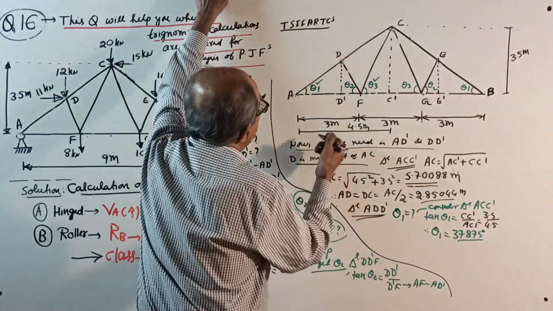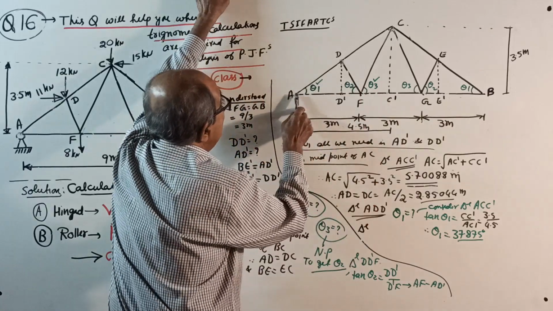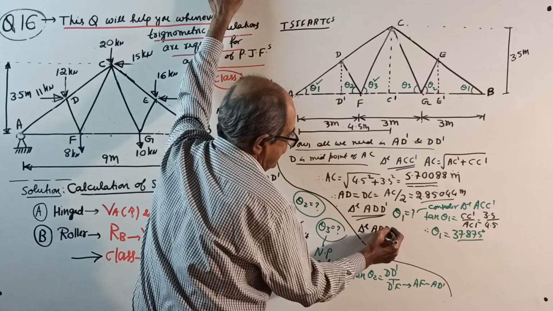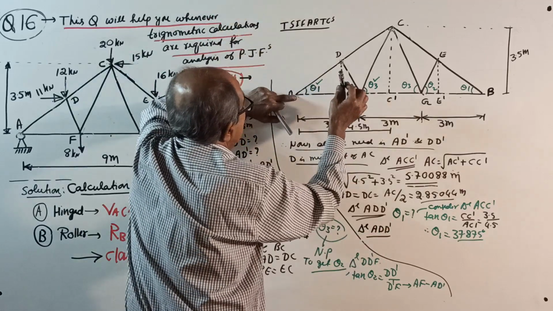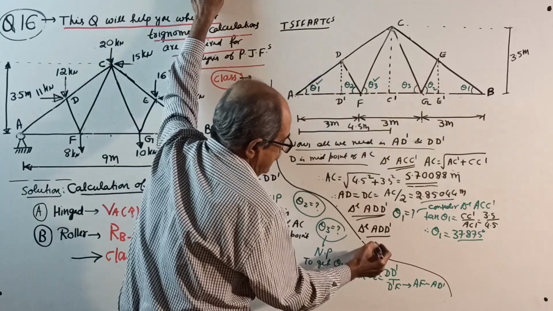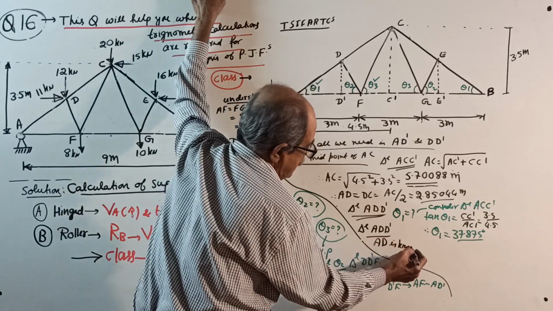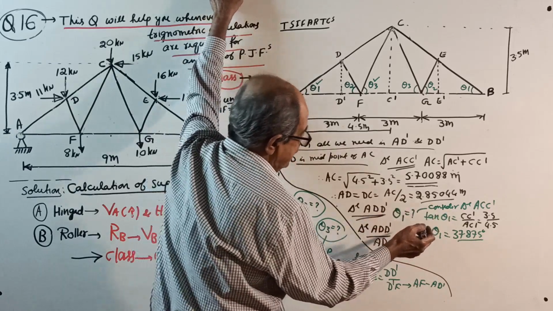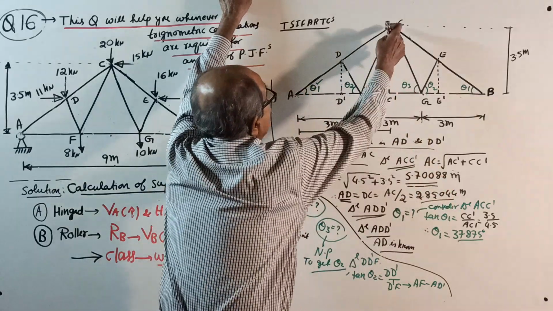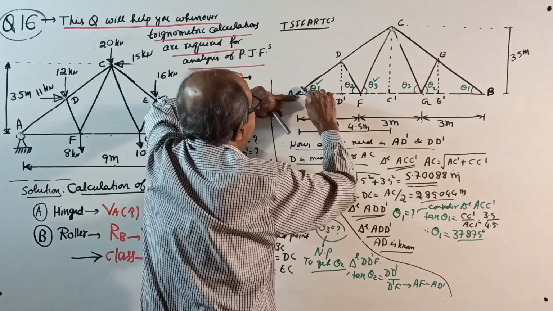Now, very simple. Now consider triangle ADD dash. See this triangle, triangle ADD dash. Use this triangle. I know the value of AD. Remember, AD is known. How much known? It is total this length divided by 2. So now what you do is connect this side with this side.